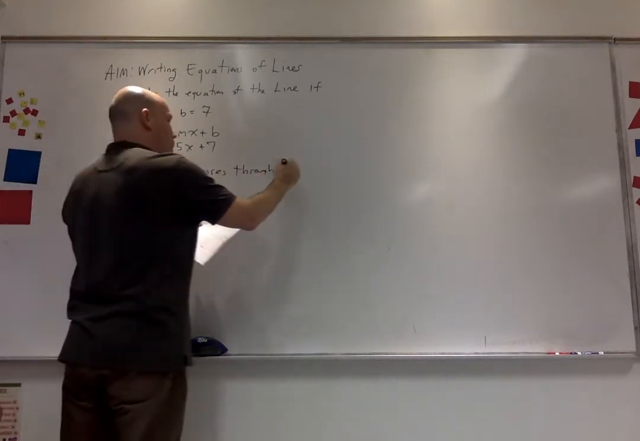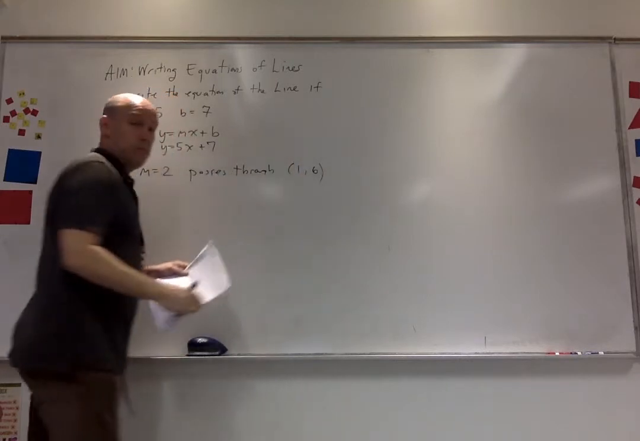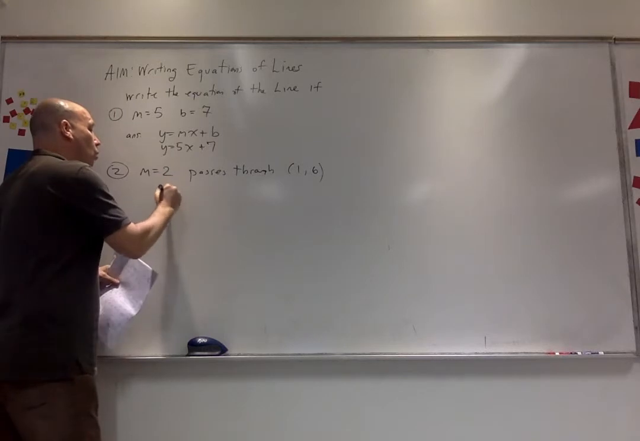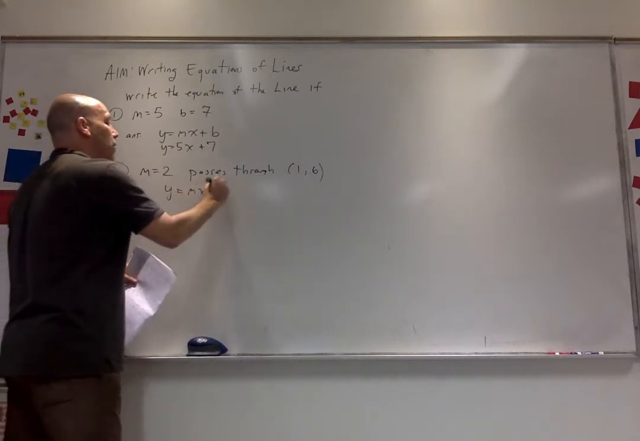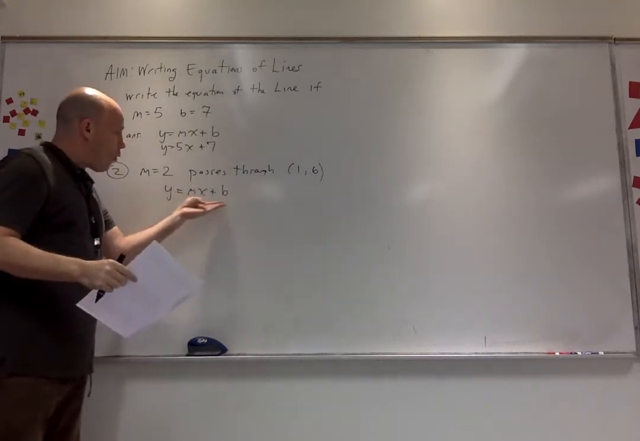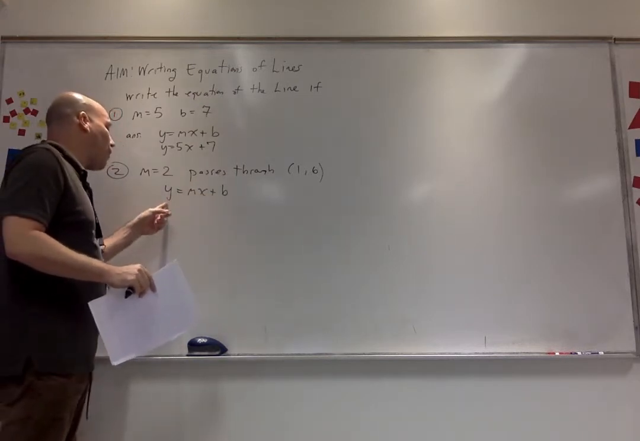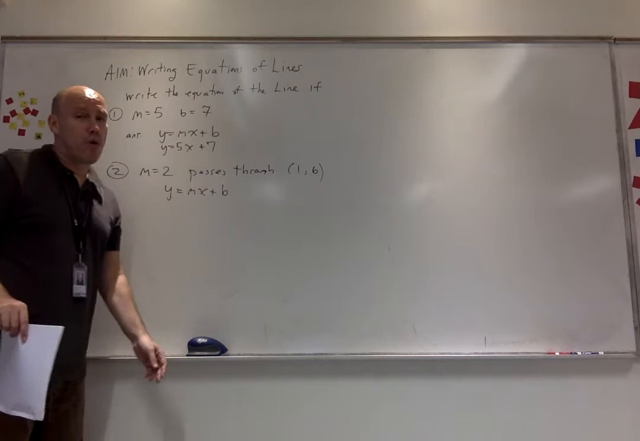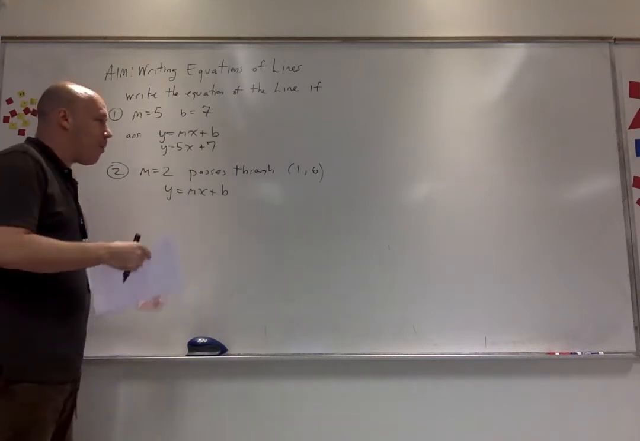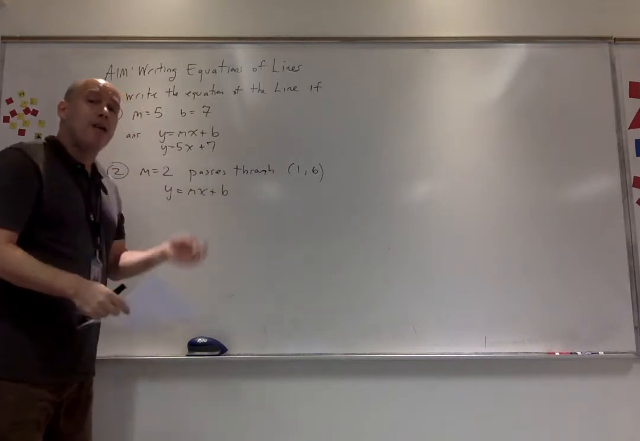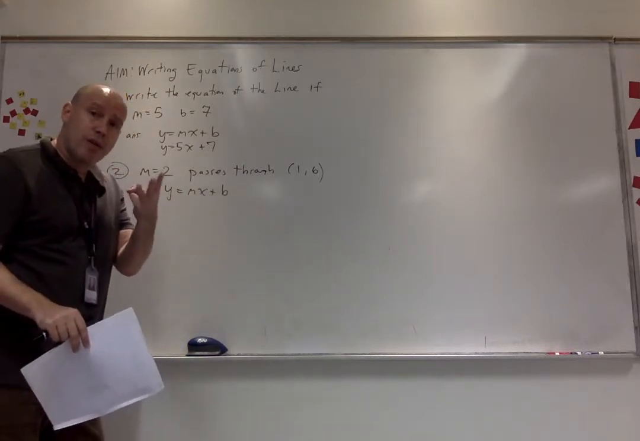Number 2, write the equation of the line if the slope is 2 and it passes through the point 1, 6. Okay, now if you think about this, once again, we're gonna write y equals mx plus b. What we see here are 4 variables. The x and the y are variables. Actually, m and b are known as parameters. We're not gonna get into that now, but once again, we have 4 unknowns. So you know what? I better give you three of those 4 unknowns.